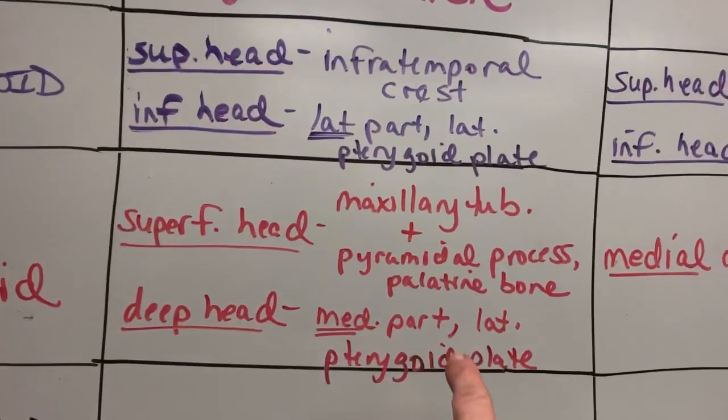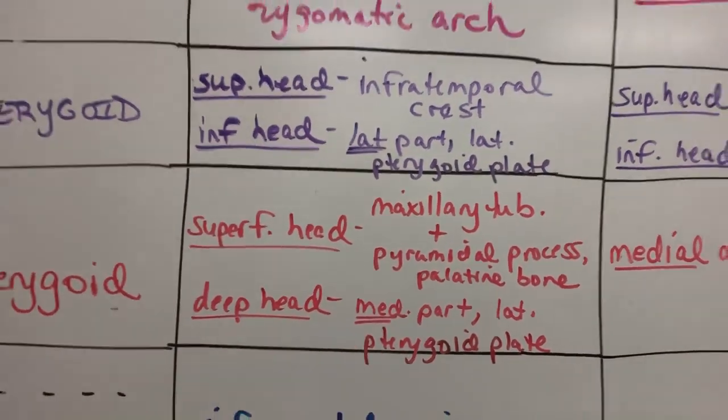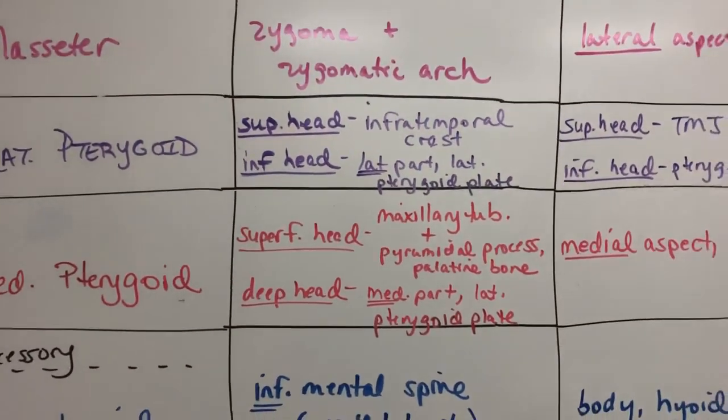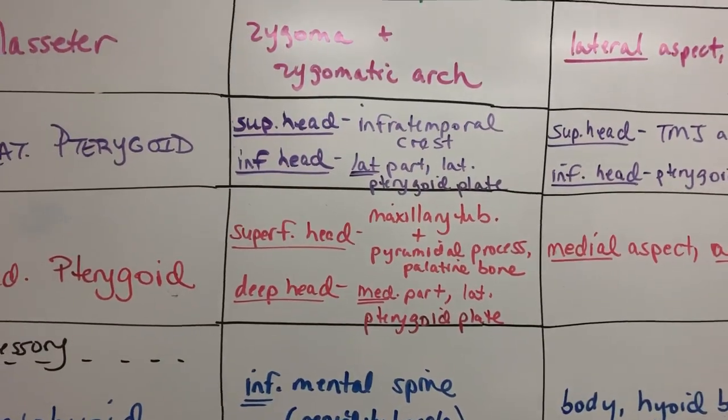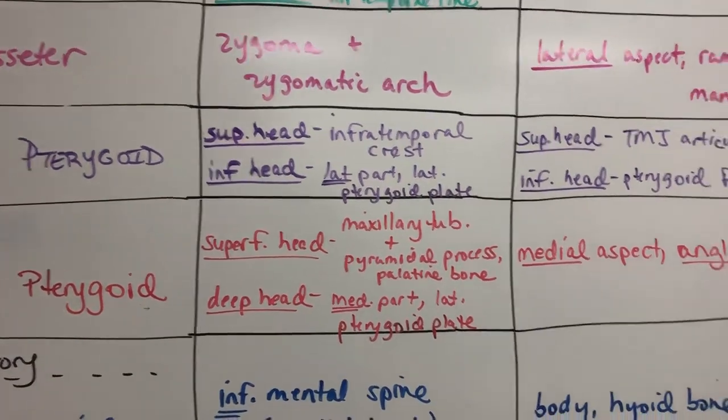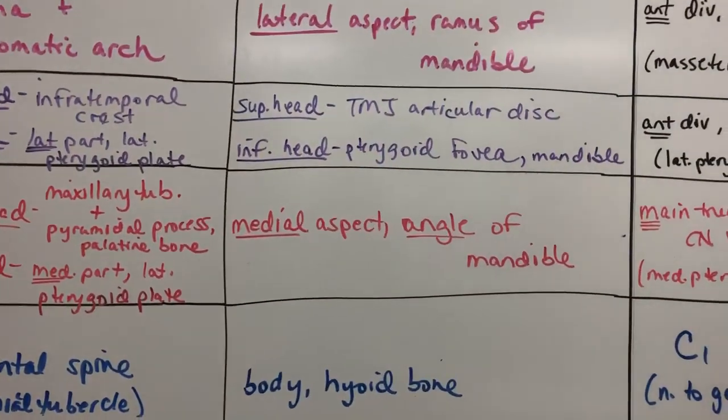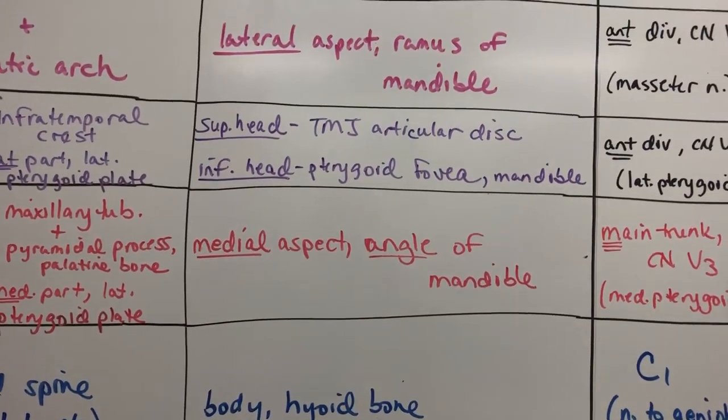Note that it does not come from the medial pterygoid plate. They'll often use that as a distractor. Make sure you understand it's the medial part of the lateral pterygoid plate. Both pterygoids come from the lateral pterygoid plate. It inserts onto the medial aspect of the angle of the mandible.